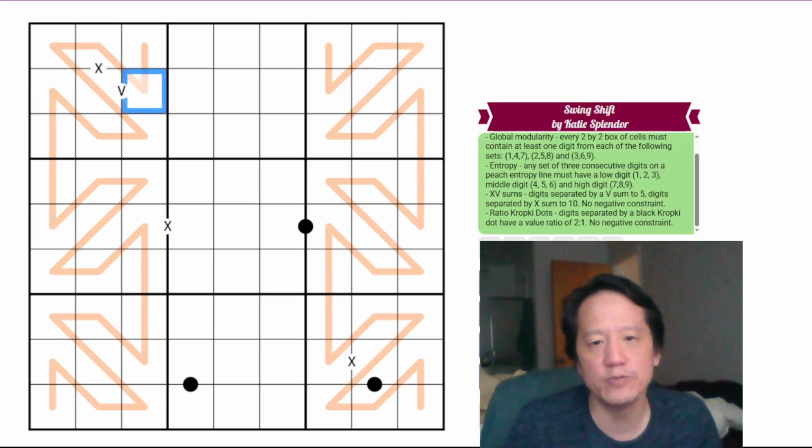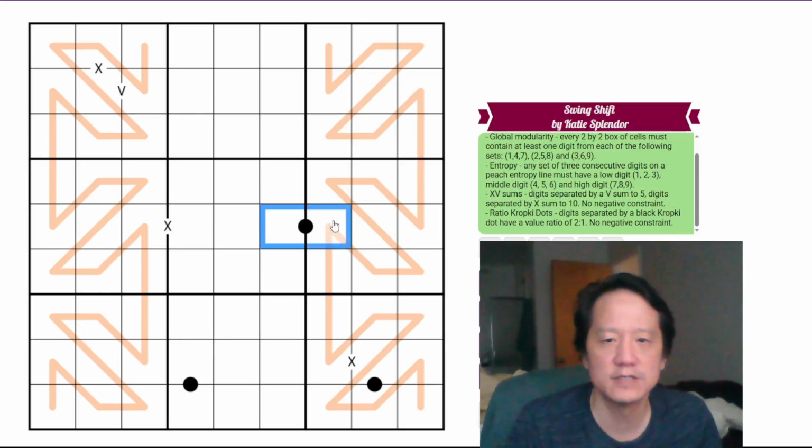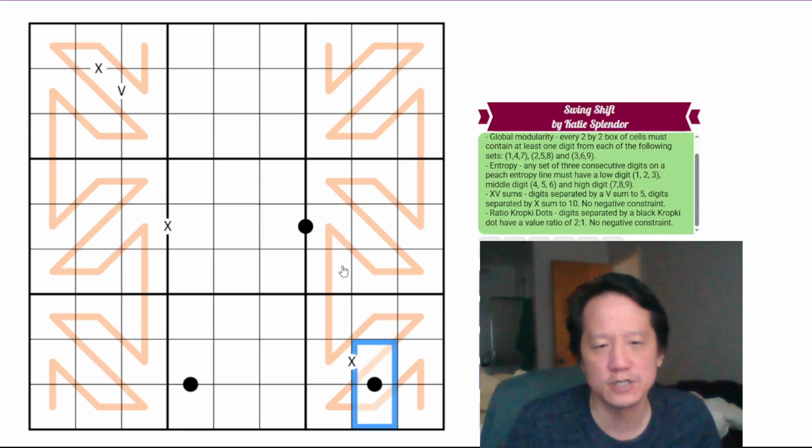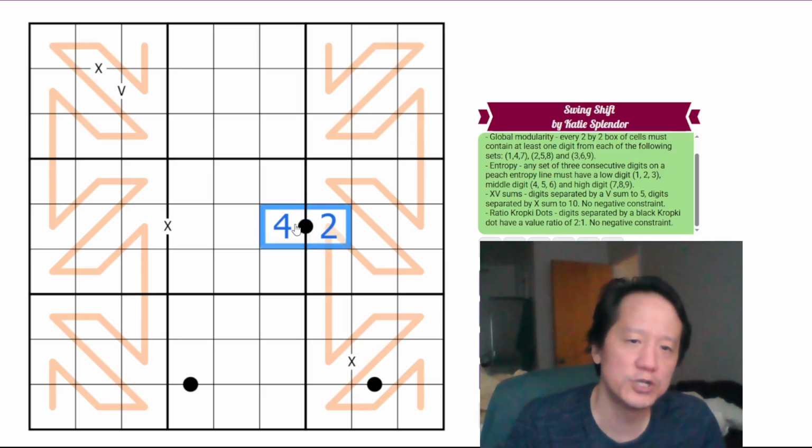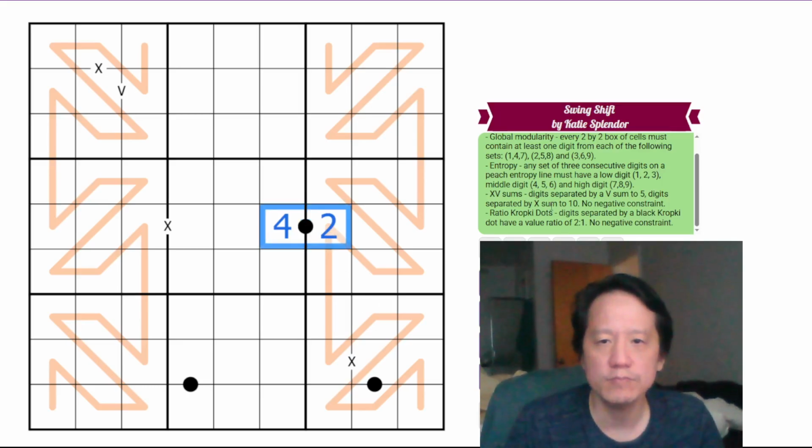And then finally, we have ratio Kropke dots, or black Kropke dots, where digits separated by a black Kropke dot have a value ratio of 2 to 1, and there is no negative constraint, so that means we're just given positive information here. So for example, if this were a 2, this would have to be a 1 or a 4 to maintain the 1 to 2 ratio between them. And those are all the rules.